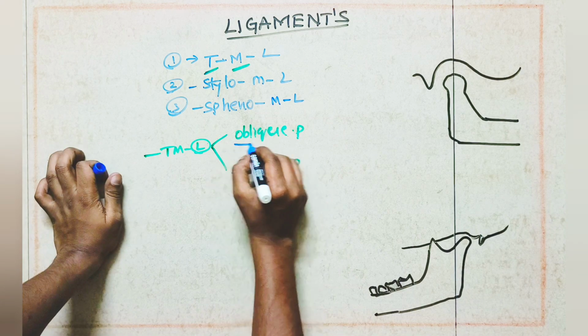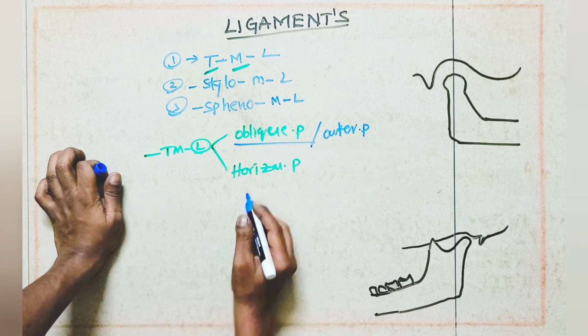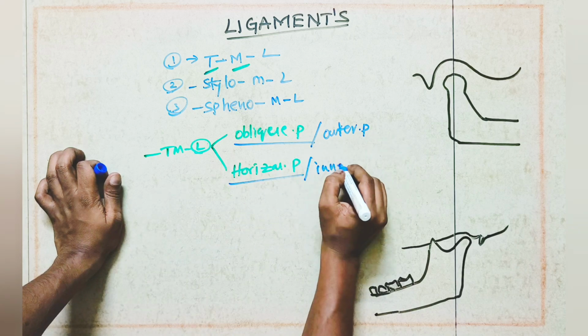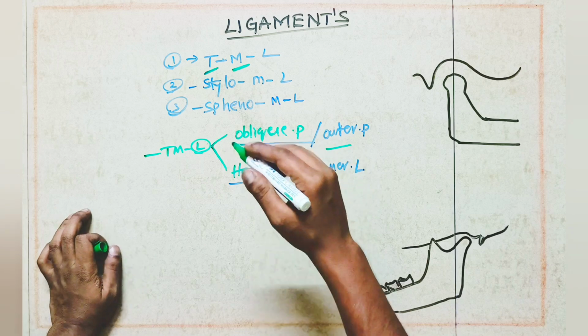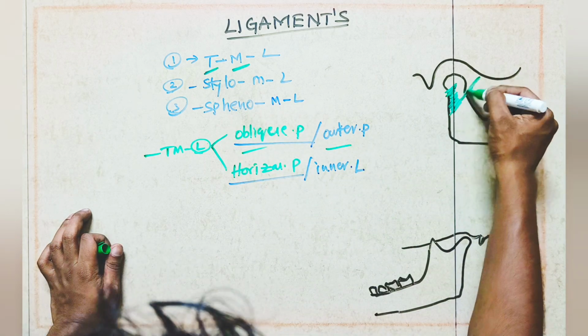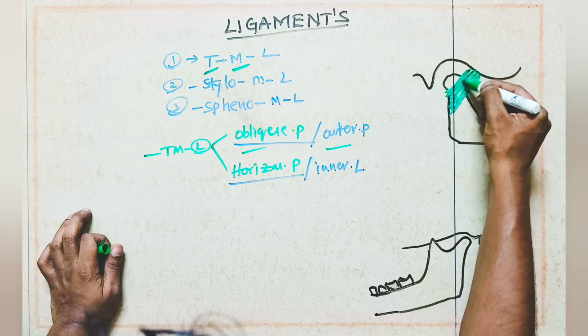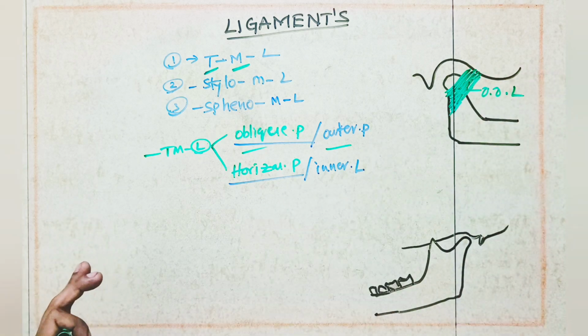The oblique portion is the outer portion of the ligament. The horizontal portion is the inner portion of the ligament. Now we'll see where they are present. The outer oblique portion of the ligament attaches from the neck of the mandibular condyle to the articular eminence. This is the outer oblique ligament, the outer oblique fibers of the temporomandibular joint.